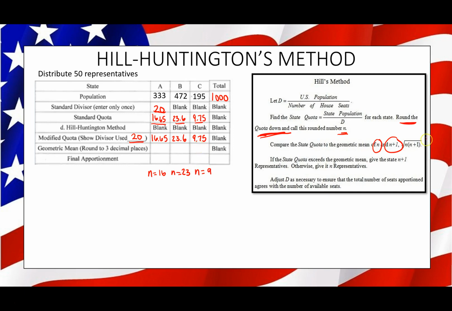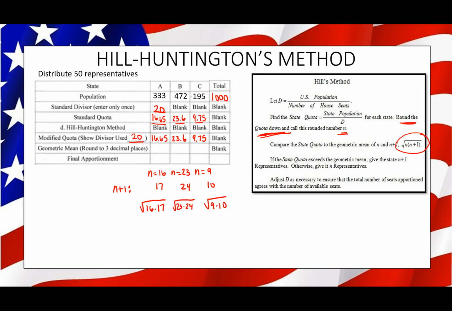Well, the geometric mean has us do the square root of n times n plus 1. Well, what's n plus 1 going to be? Well, my n plus 1s are going to be 17, 24, and then 10. You see how I'm just adding 1 to that number? That's what n plus 1 means, adding 1 to n. So our geometric mean is going to be, in this case, 16 times 17. In this case, it's going to be 23 times 24. And in this last case, it's going to be 9 times 10.